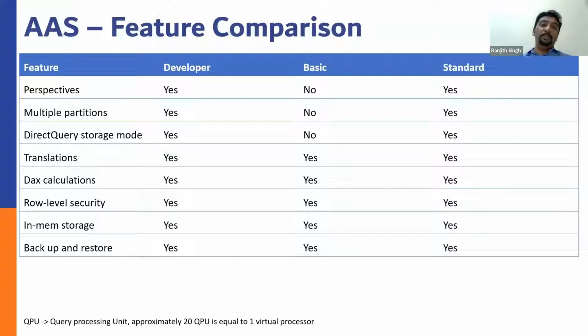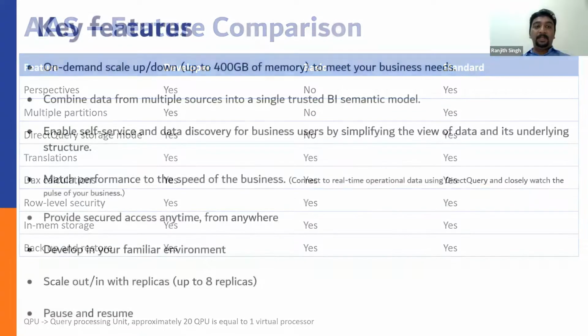Then when it goes for the production, there is a basic and standard, features available, and obviously there will be differences. There are certain features that are not available in the basic, and two things that I'm concerned about are the multiple partitions and the DirectQuery storage mode. This is something that I will talk about in a while. So we prefer business to start with something standard, even if they start small, to meet their business needs better.